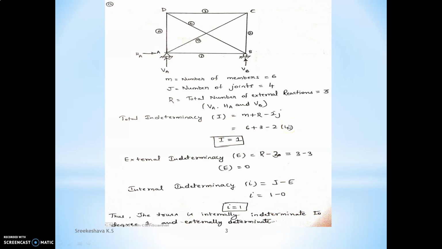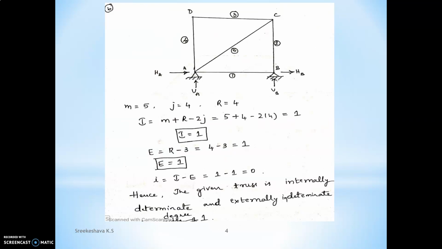So this is very simple. These are the same steps we followed in the case of beams. The only change is the empirical equation. In case of beams, it is 2m plus r minus 2j. Here you are using m plus r minus 2j. Clear? Next, we move on to the second problem.